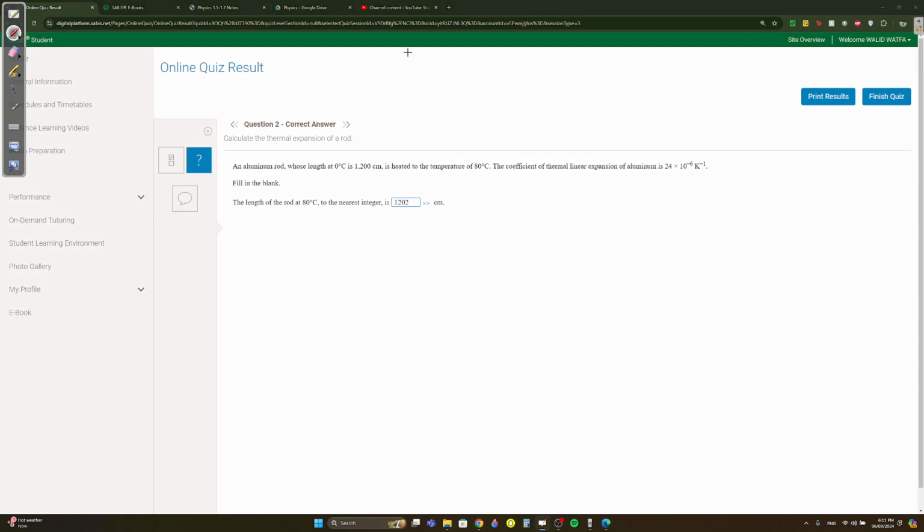Okay, here we need to use the formula. I don't know why I erased it. Delta L equals alpha L initial delta T. Okay, so let's see. Aluminium rod whose length at 0 degrees Celsius is 1200. So L initial is 1200. It is heated to a temperature of 80 degrees Celsius. So it started at 0, it finished at 80. So delta T is 80. The coefficient of thermal linear expansion is 24. So 24 is my alpha.